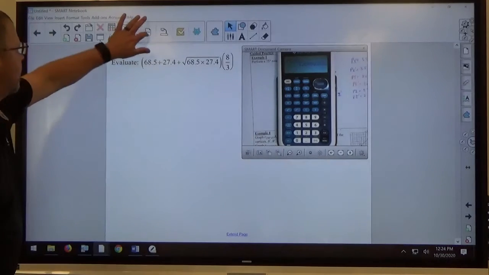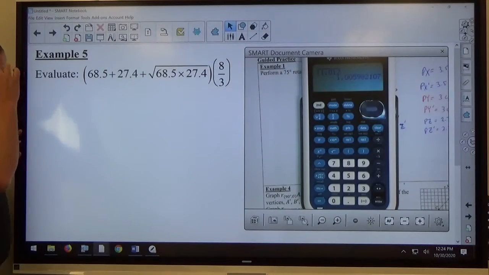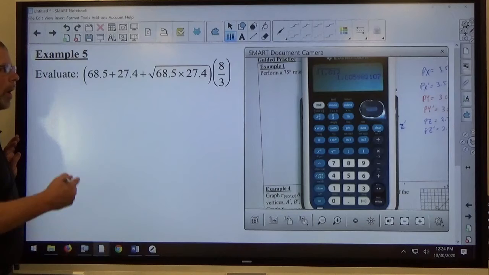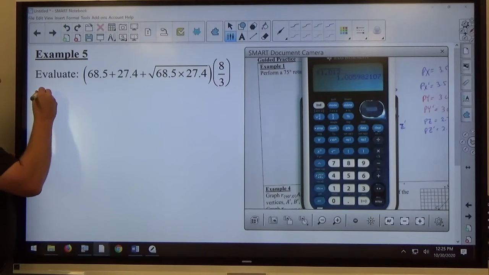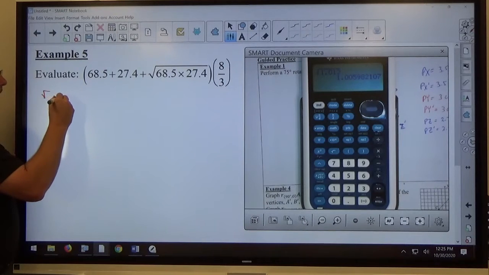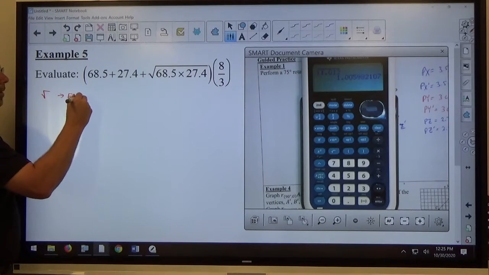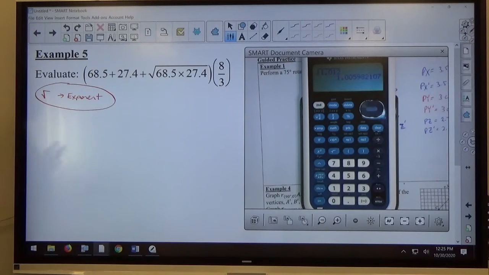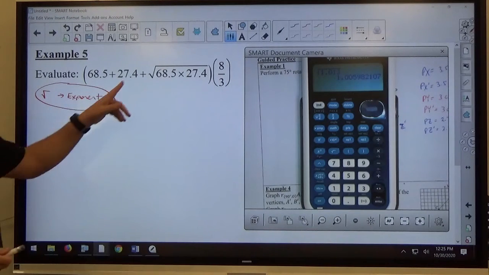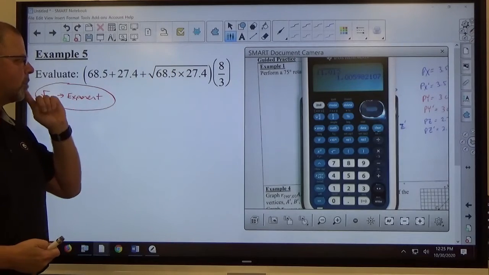So moving on to example 5. Square roots in the order of operations fall in the exponent stage. So if you see square roots, that's going to act like an exponent would act. If you see square roots in your problem, that's where you deal with the square roots. In this case, we're square rooting 68.5 times 27.4.